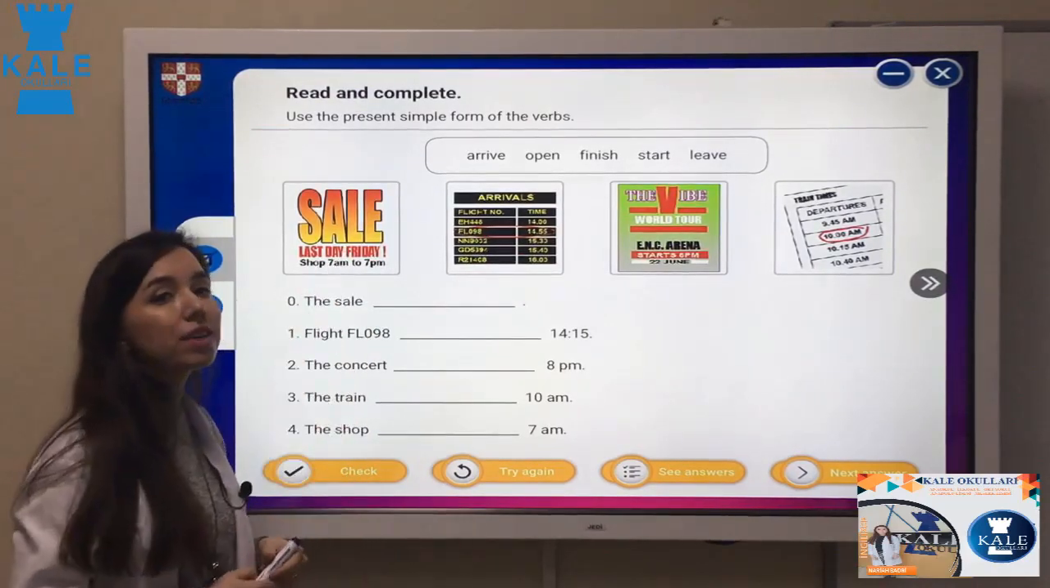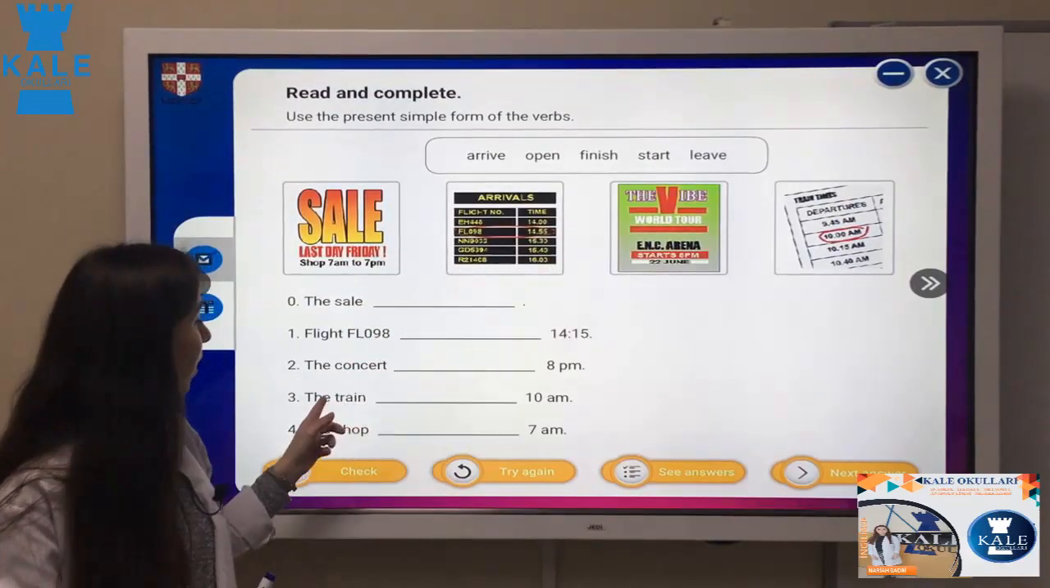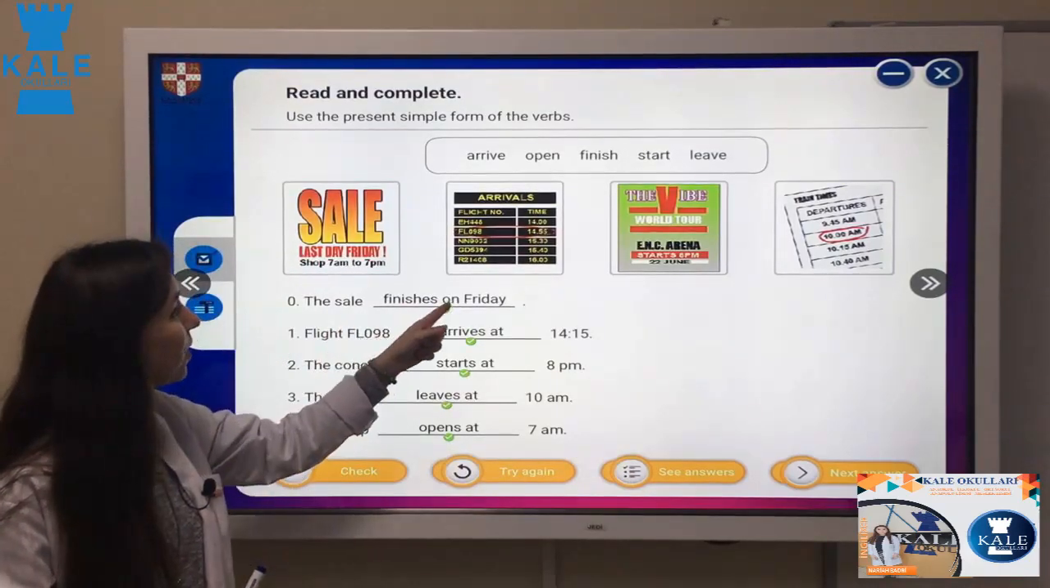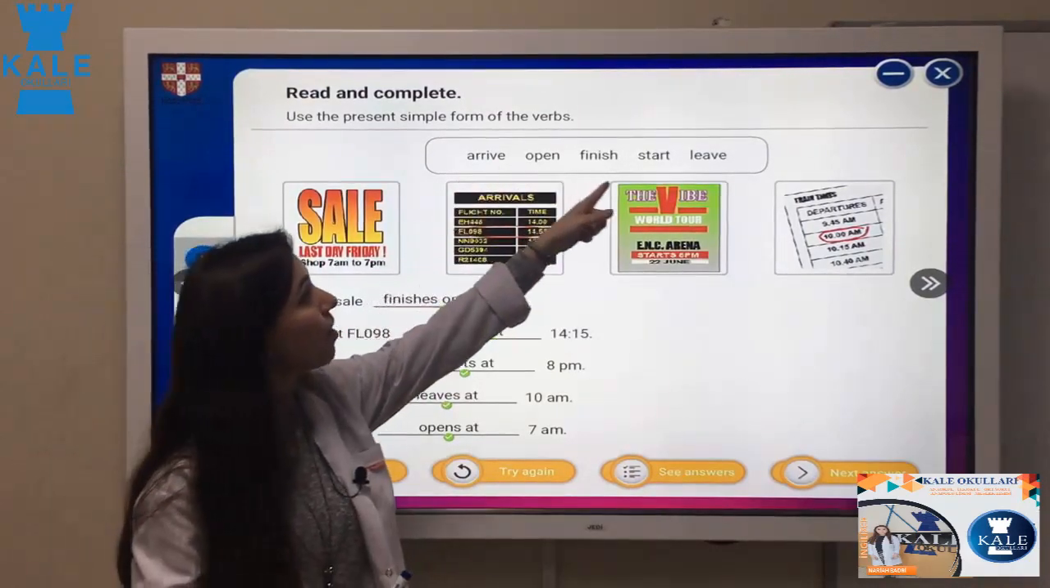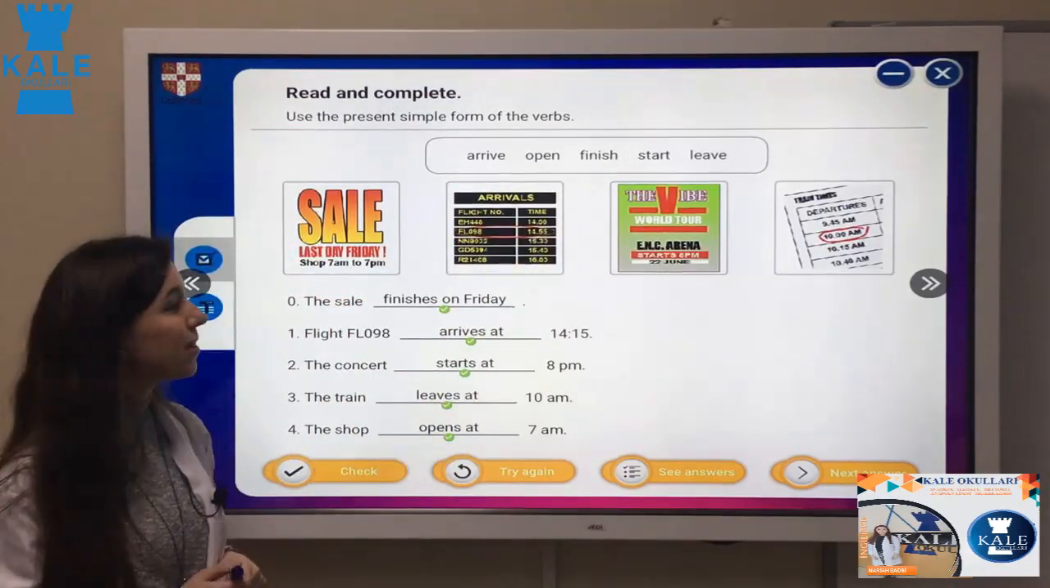So this one is about the first picture. This one, second one, concert, about the event, train and shop. Just look at the answer. The sale finishes on Friday. We have some verbs. You can also use these verbs to fill these gaps, yes?